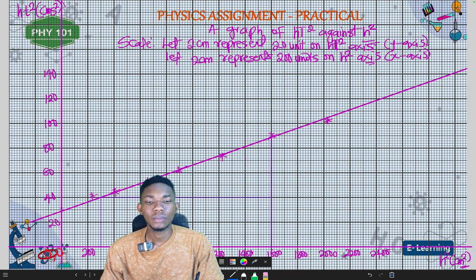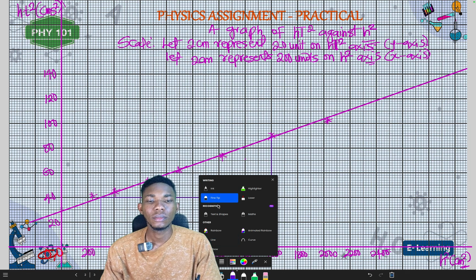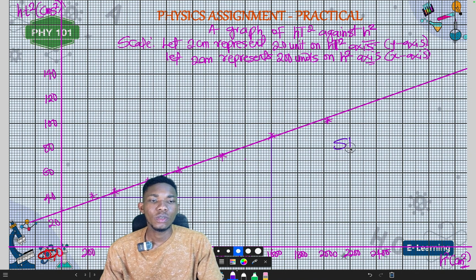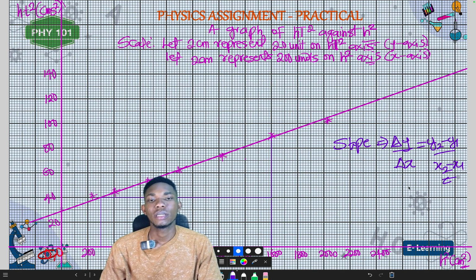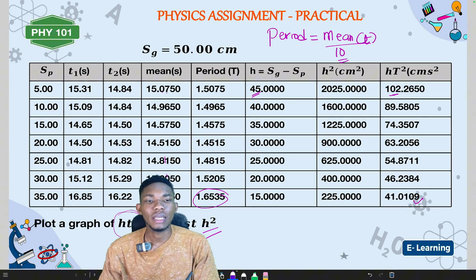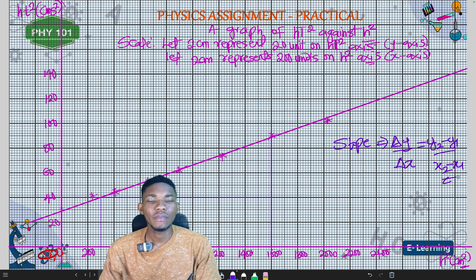The slope is equal to change in y all over change in x, which is y2 minus y1 all over x2 minus x1. That is our slope. So you are going to take this value here, our y, which was 89 point something, I guess. That was the value that was there, 89.585.